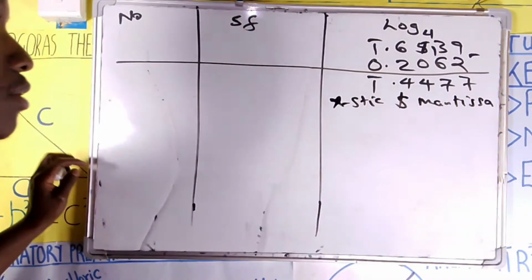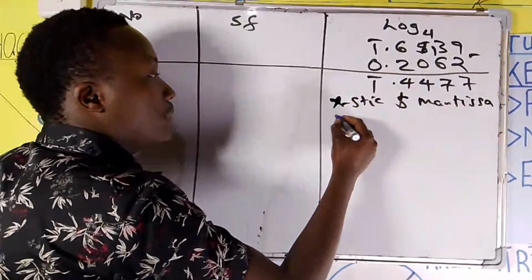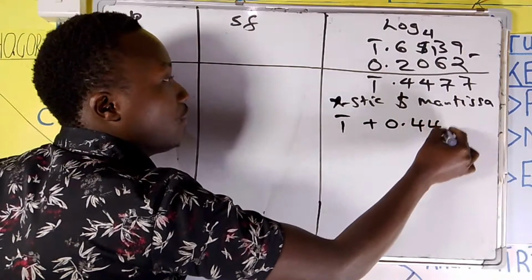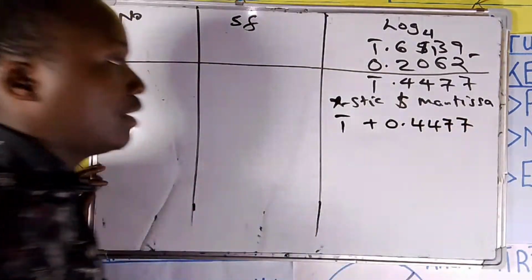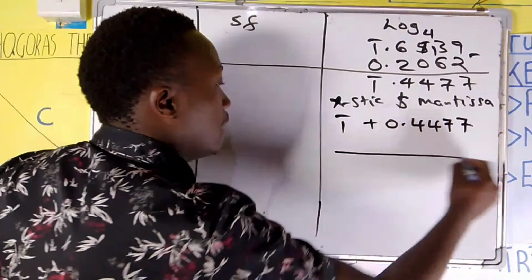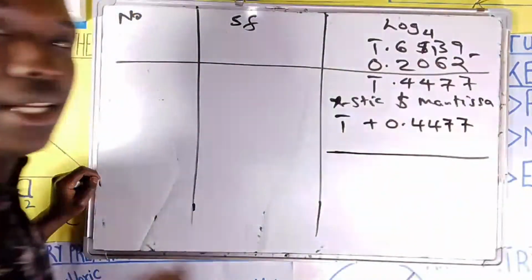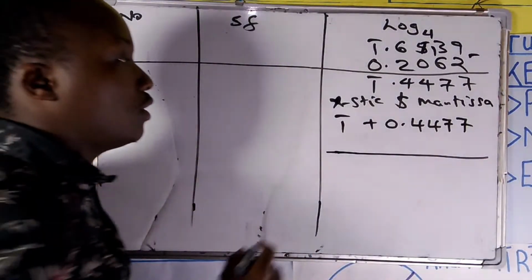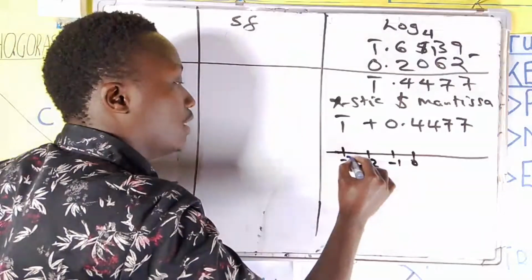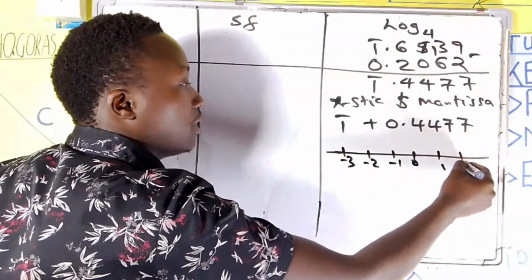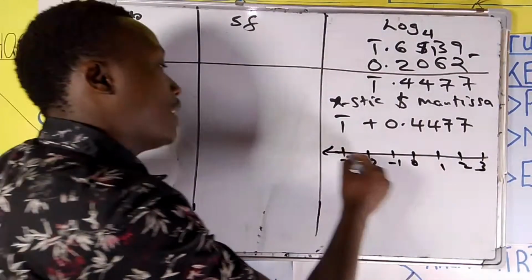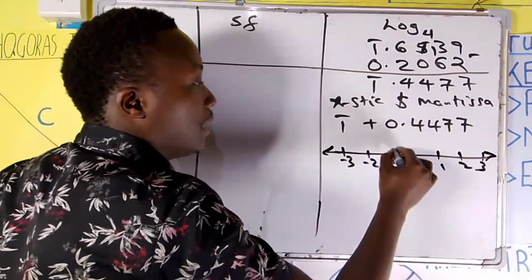So what we are going to do, if we split this, it will be negative 1 or bar 1 plus 0.4477. Then we draw our number line. And since we are determining the cube root, we are going to write numbers from 0, negative 1, negative 2, negative 3, then towards the right, 1, 2, 3. So if we have that as our number line, our number is at negative 1.